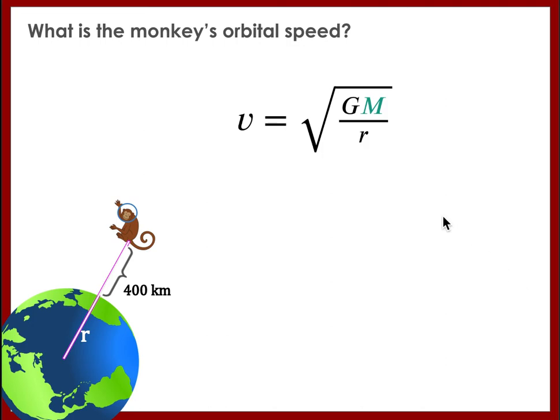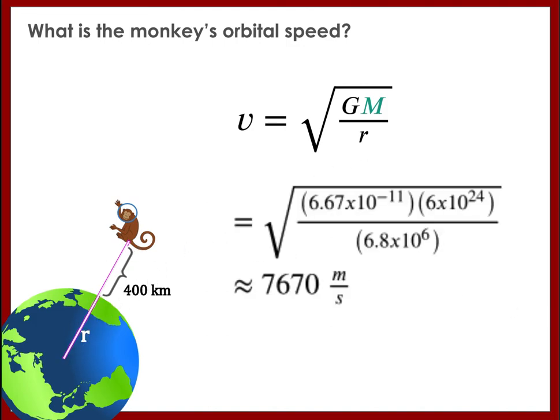But we would again be dividing by R, which again is from the center of the Earth to the object. So we would be using the 6.8 times 10 to the 6th. Notice that this formula does not involve squaring R, so you need to make sure that you're aware of that. This comes out to be approximately 7,670 meters per second.